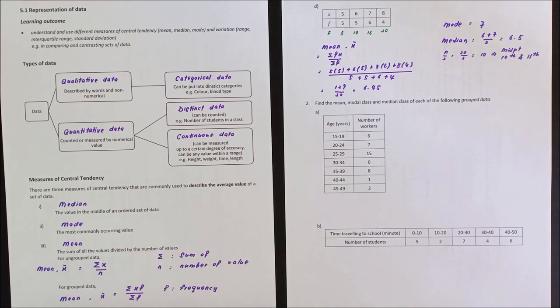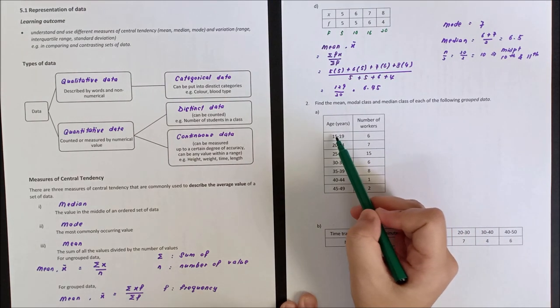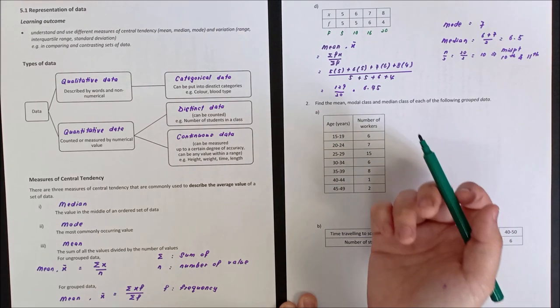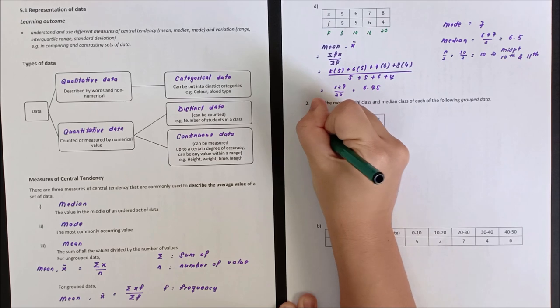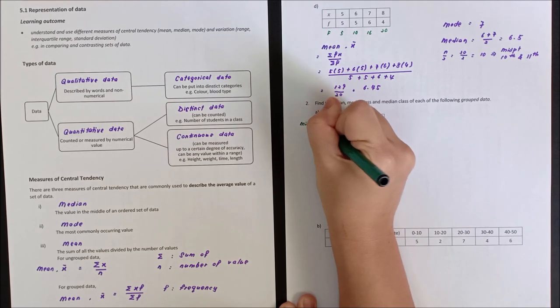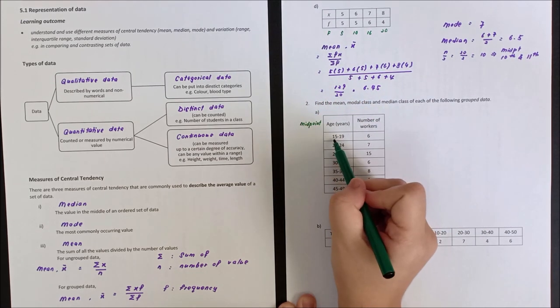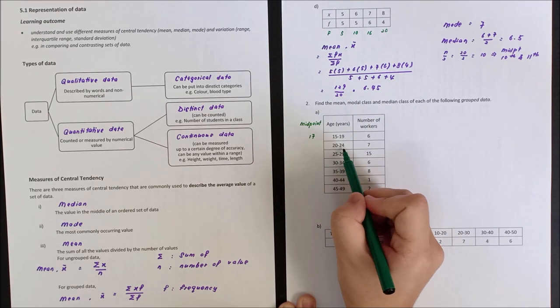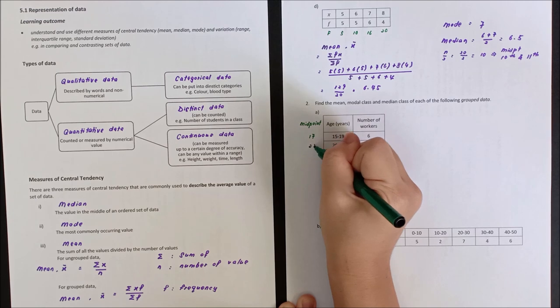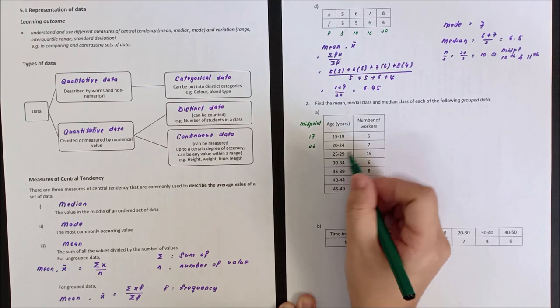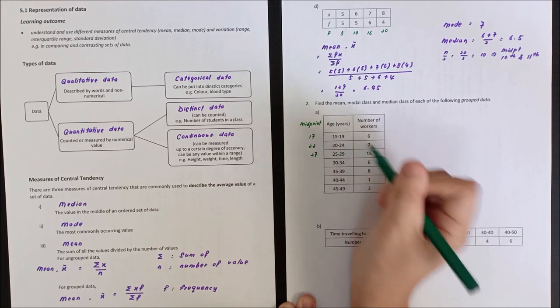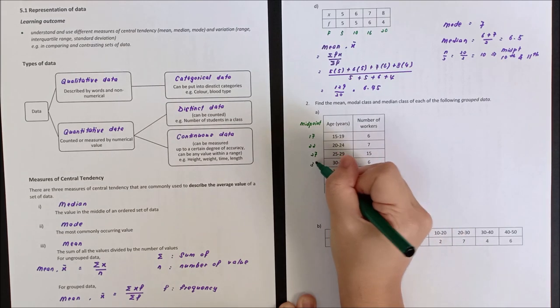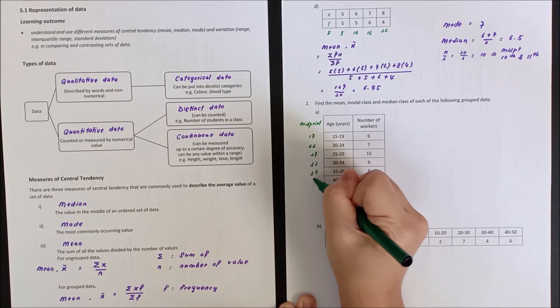Okay, so the midpoint is actually very easy. You take the lower limit and the upper limit, add them together and divide by 2, and that's your midpoint. It's like the middle value. So the midpoint for 15 plus 19 divided by 2 gives you 17. 20 plus 24 divided by 2 gives you 22. 25 plus 29 divided by 2 gives you 27. Keep on doing that and you should be getting all these values.